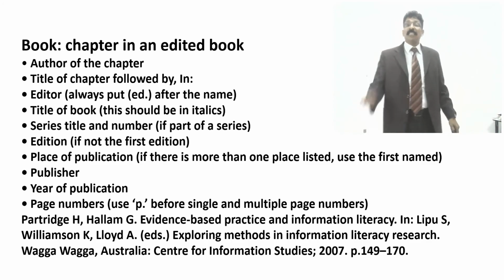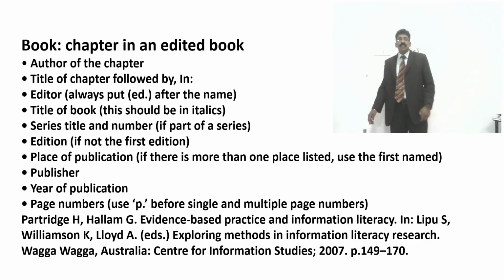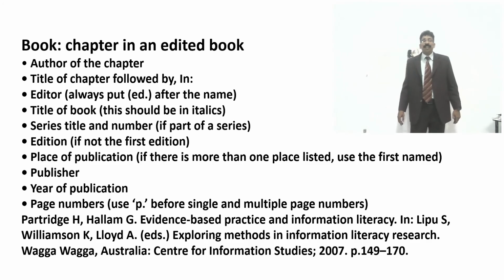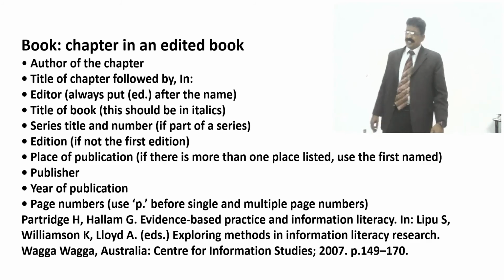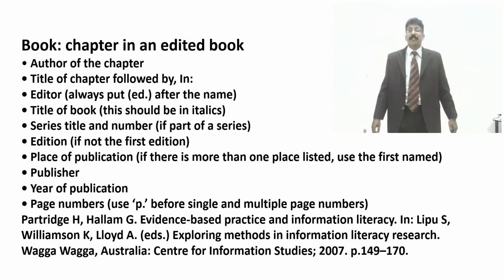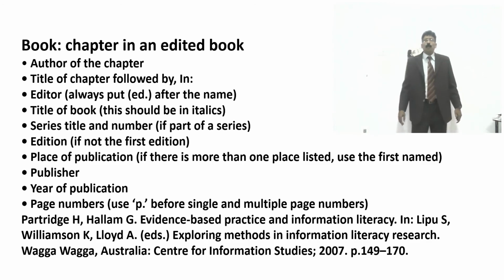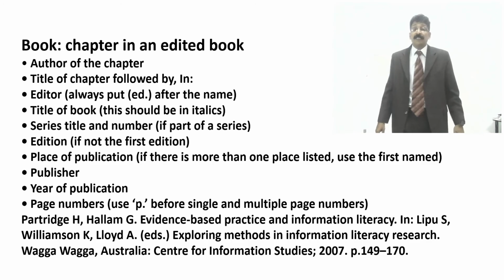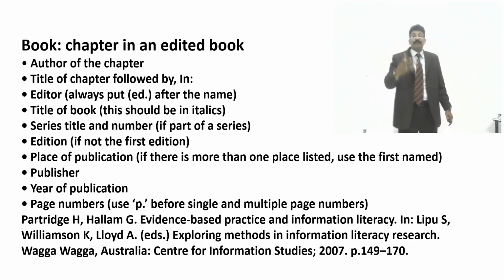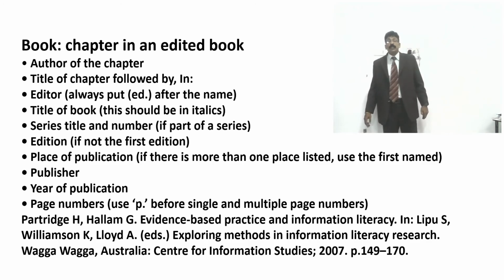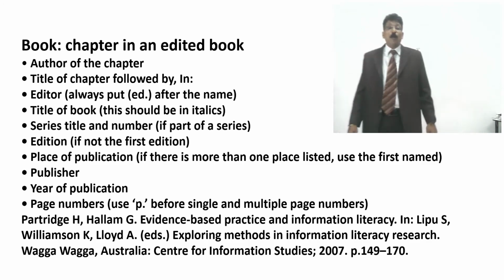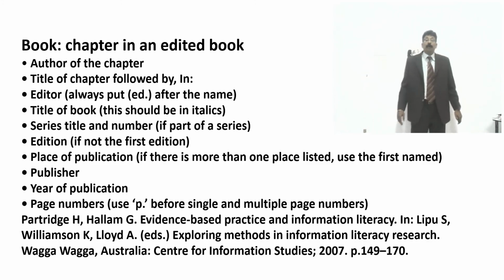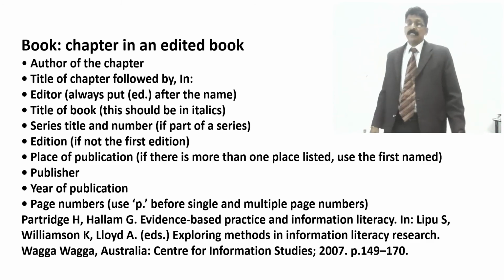If it is multiple pages, put a dash. You can see Partridge H and Hallam G, Evidence-based practice of information literacy is the title, and then Lipu, Williamson K, Lloyd. Why have we written those names? Because they are the people who edited. They not only edited, they are the people who gave the edition as well as the part of that paper which they submitted. Exploring methods in information literacy research, Wagga Wagga, Australia, Centre for Information Studies, in 2007, pages 148 to 170. Like that it should be mentioned.